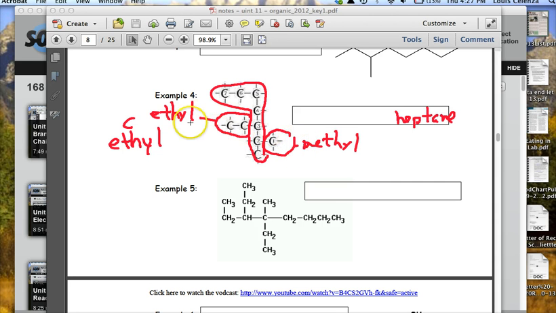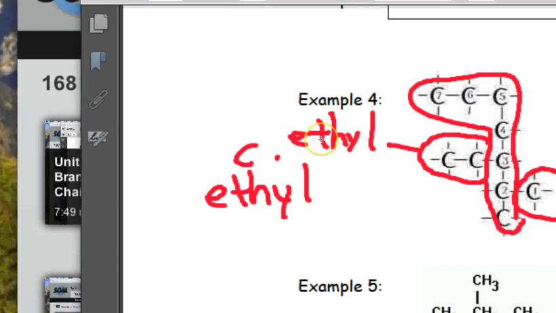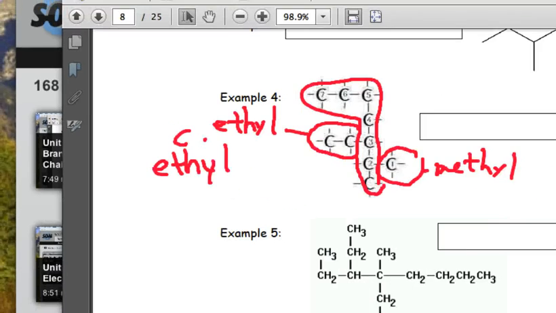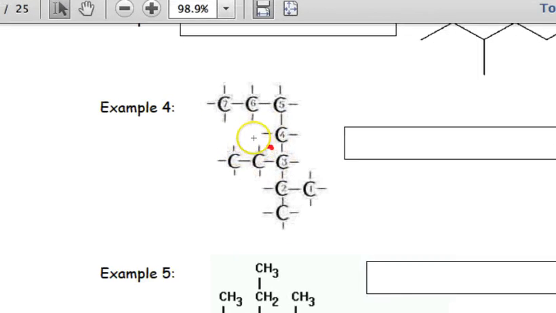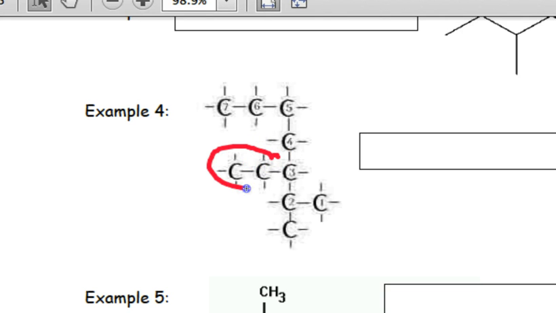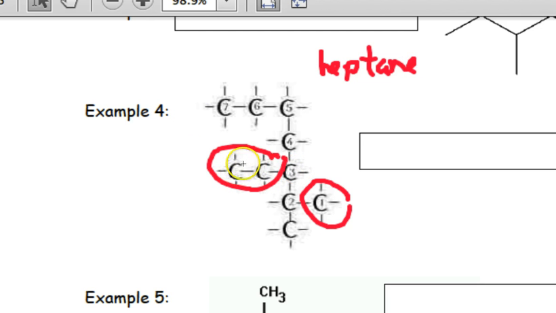Which one goes first? It goes according to alphabetical order. So this would be the first part of the name, and then the methyl would be the second part. So again, yeah, I know, it's going to be a pain in the neck. Here's the ethyl, and here's the methyl. So we already know it's based on heptane. This actually gives us more space, heptane. So the ethyl is here. This is an ethyl group. This is a methyl branch.